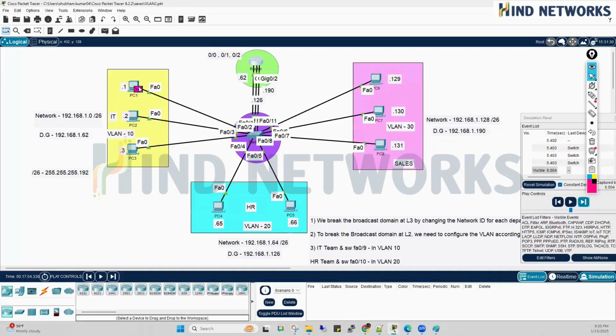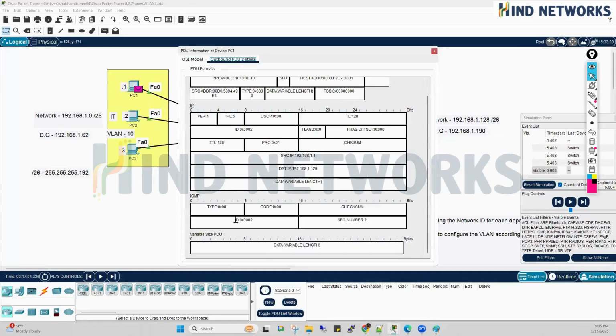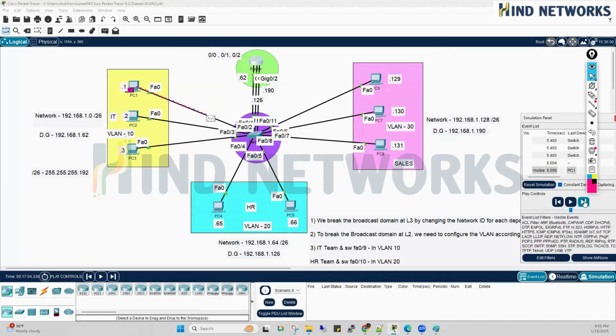Okay. See here on this PC, this is ICMP sequence number 2. That is the second ICMP packet this PC is generating. Okay. Come here, the packet reaches the switch. The switch is forwarding this packet. On which link does the switch receive this packet? This link. This link is part of VLAN number 10. Clear? Everyone, yes or no?